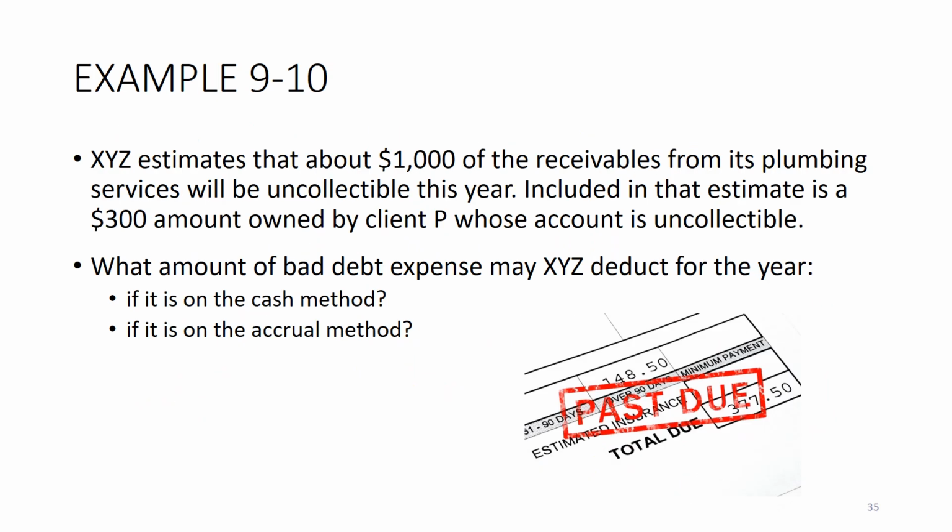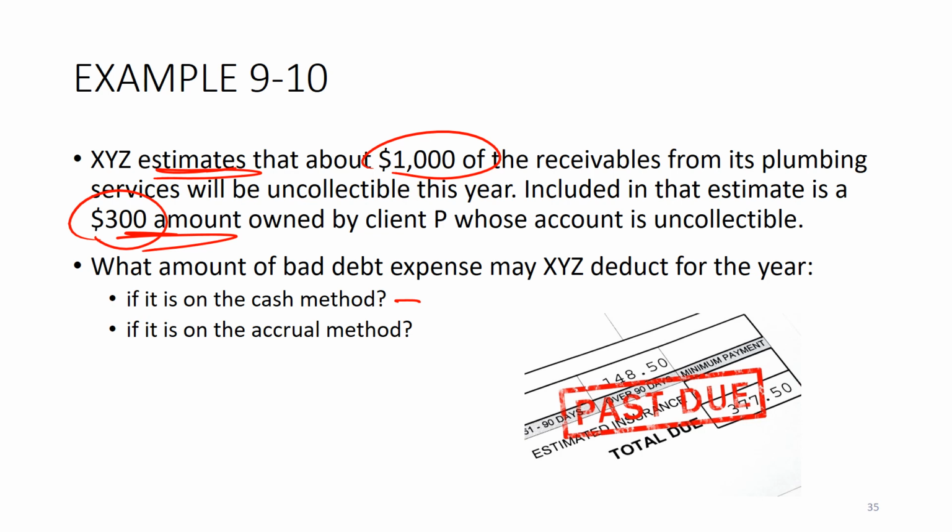So XYZ estimates about $1,000 of receivables from its plumbing services will be uncollectible. Included in that is $300 specifically. This is the estimate, that's the specific. So 1,000 is an estimate, 300 is specific. What amount can they deduct if they're on the cash method?